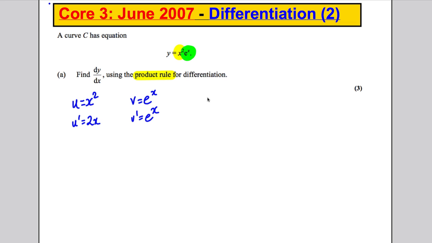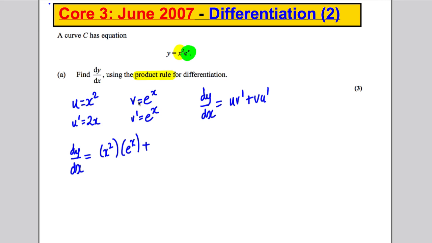And remember what the product rule says. It would say that dy by dx, in the case where you've got a u times v, is uv dashed plus vu dashed. Right, let's substitute in. Dy by dx is therefore equal to u v dashed plus v u dashed.